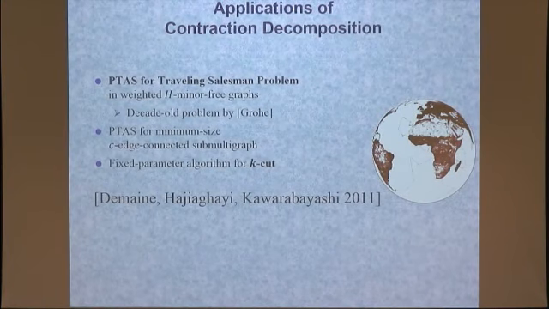And several other problems, like the PTAS for minimum size edge connected sub-multigraph. That's the main thing, that one edge you can use several times. That's the meaning of that. And fixed parameter algorithms for K-cut, that I mentioned. So let me just page down.